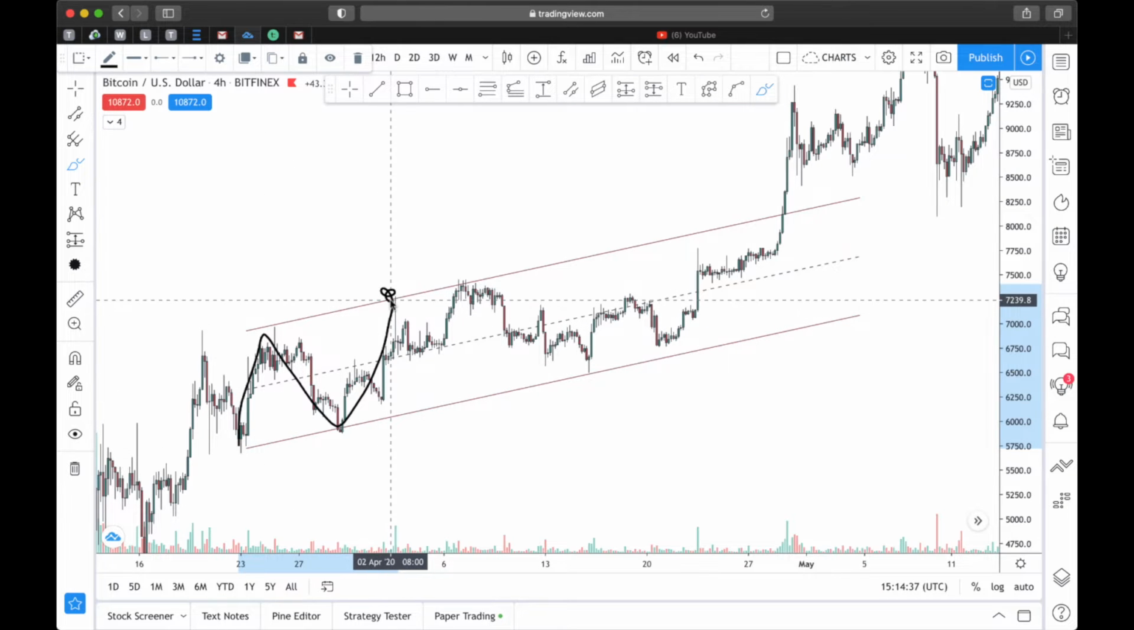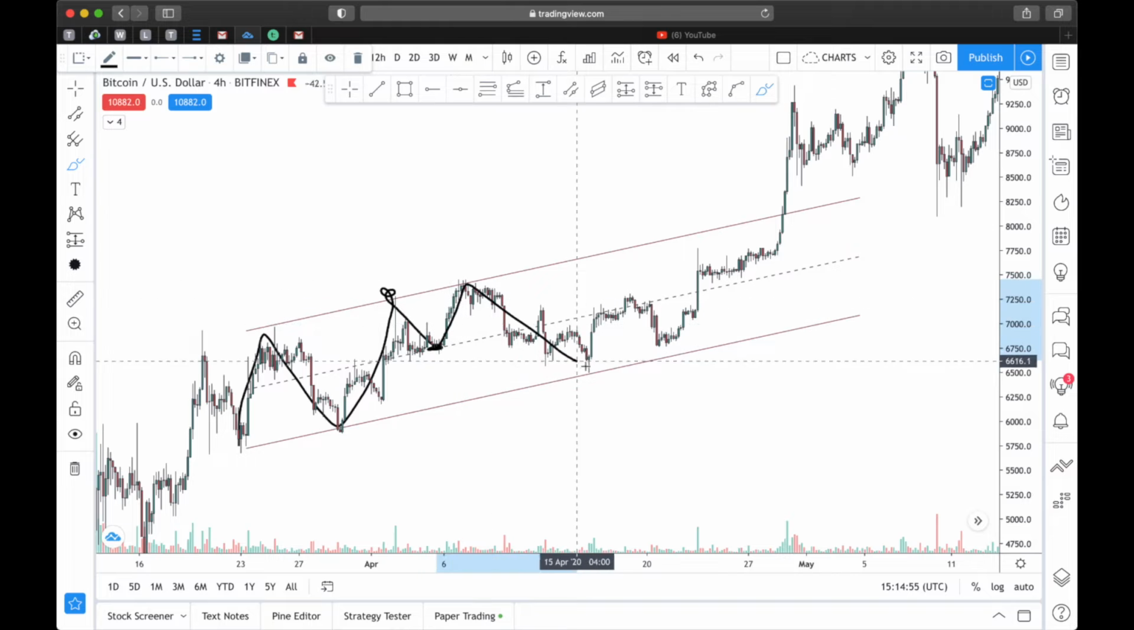So this is the resistance. After touching the resistance, it comes down, retested the midpoint again, and here the midpoint was serving as support. So anytime price is below the midpoint it will serve as resistance, but when the price is above the midpoint it will serve as support. You can see that price has been moving in between this.